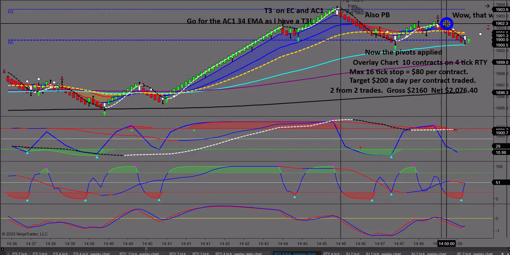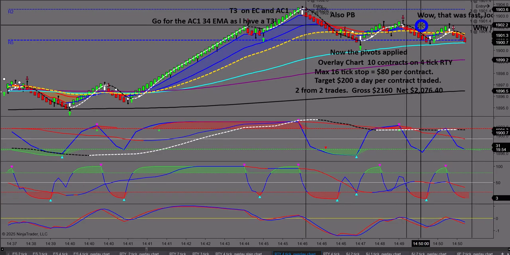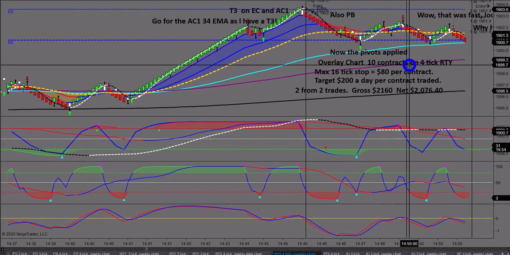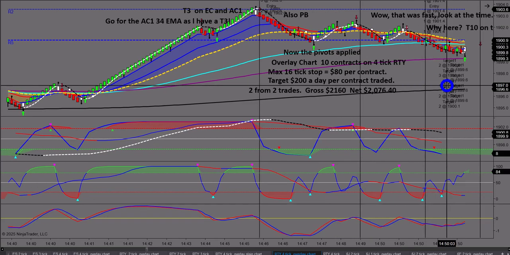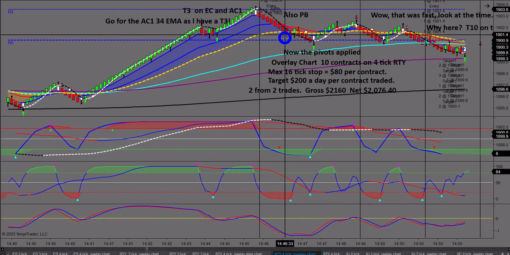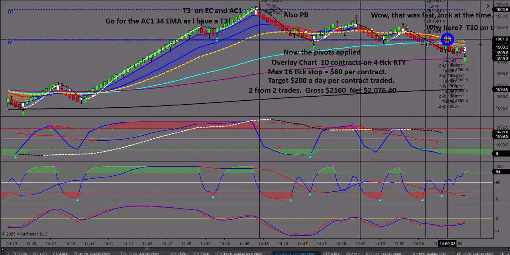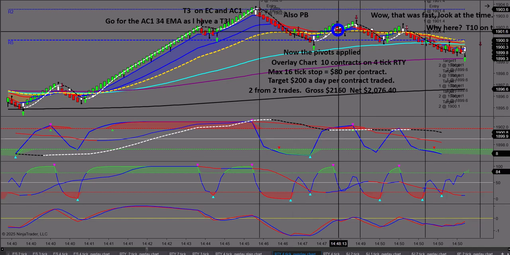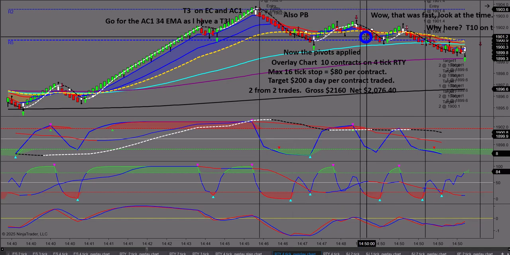Okay, so I've got a T10 on the anchor chart, and down we go. Now these say T10s, T3s, what the hell? They're just the code for a setup. Okay, they're all a pattern, and as humans we're very good at picking patterns.